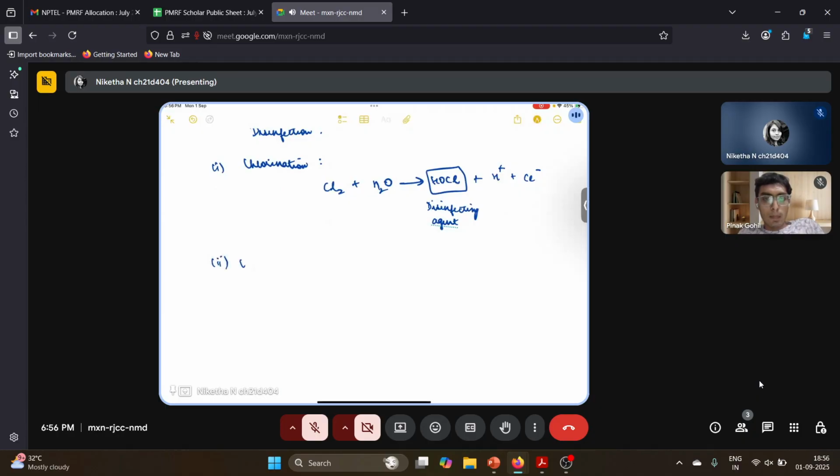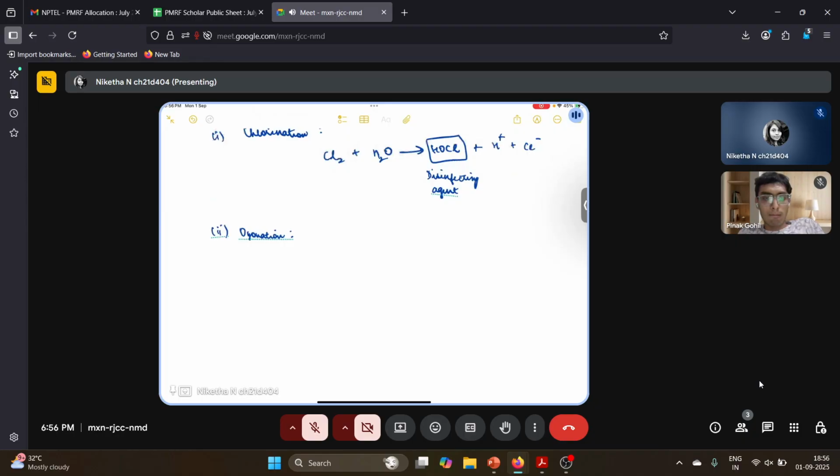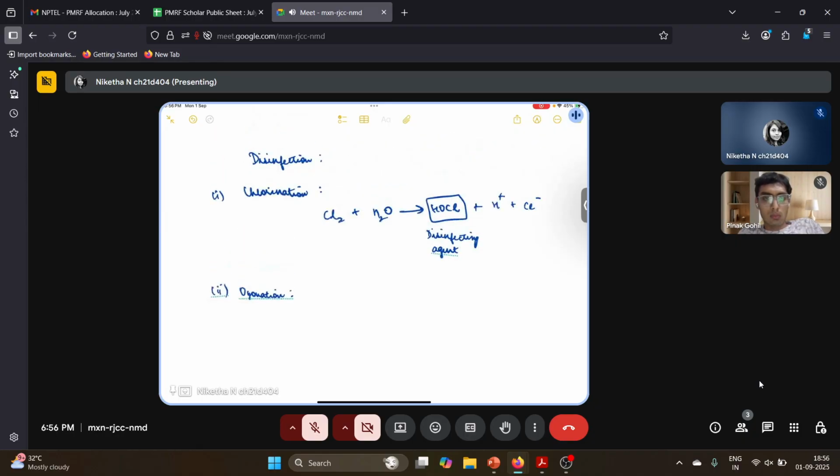The next one is ozonation. So in ozonation, there is a difference between chlorination and ozonation. In chlorination, we saw how the disinfecting agent is produced. So this hypochlorite will react with bacteria and it will deactivate the bacterial cells. And the disadvantage of this process is that it will produce sludge, or it will also sometimes produce disinfectant intermediates.